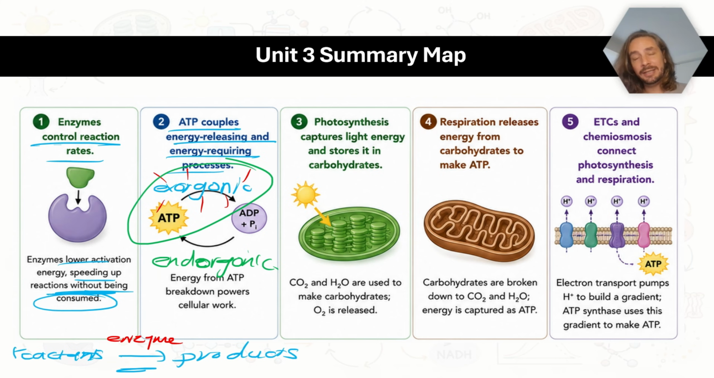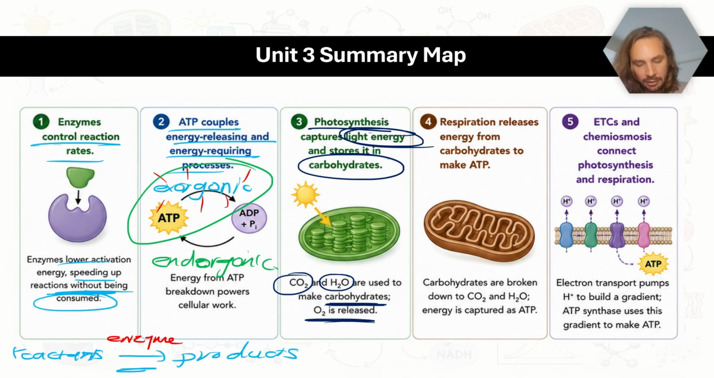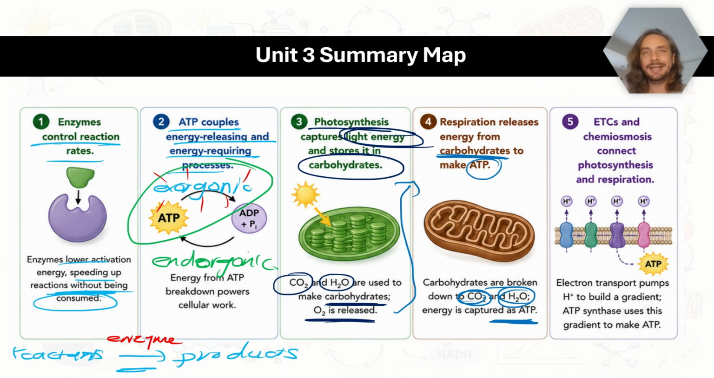How we ultimately start making ATP starts all the way in photosynthesis, where we use light energy and we store that light energy in carbohydrates. So we use carbon dioxide and water to ultimately make carbohydrates and oxygen. Now we use these products in respiration. In respiration, we release the stored chemical energy from carbohydrates to make ATP. The carbohydrates are broken down to carbon dioxide and water, and we use that energy as ATP.